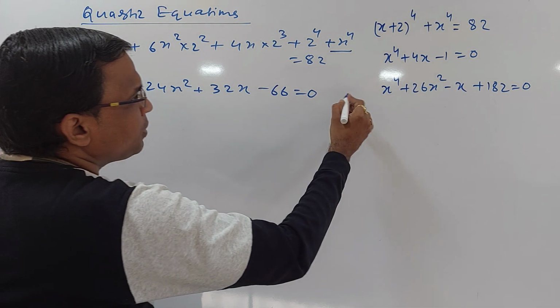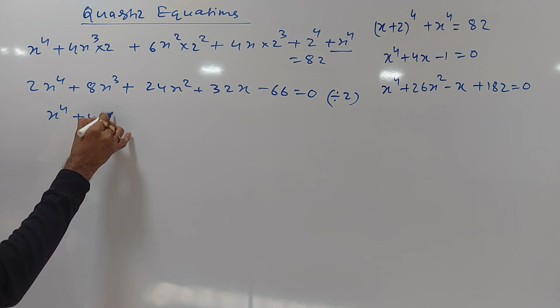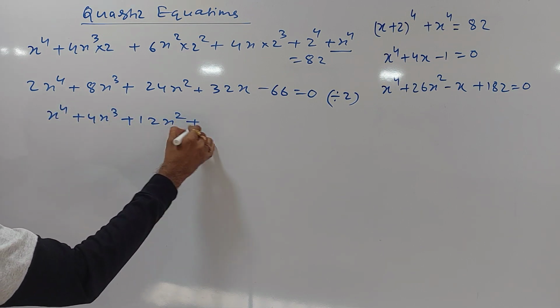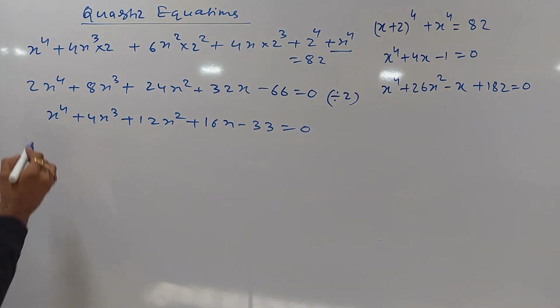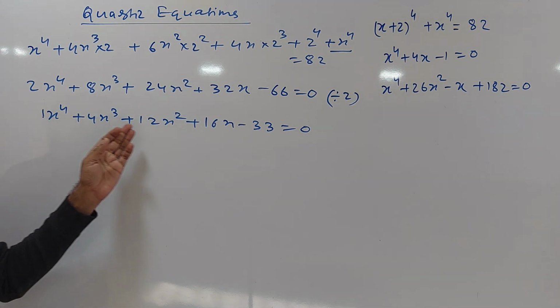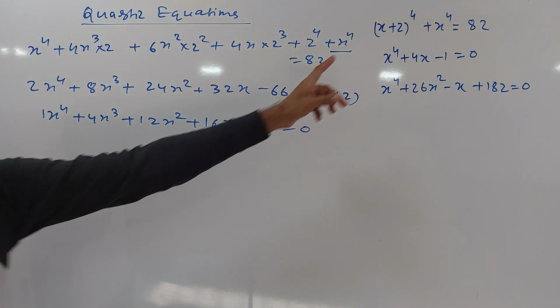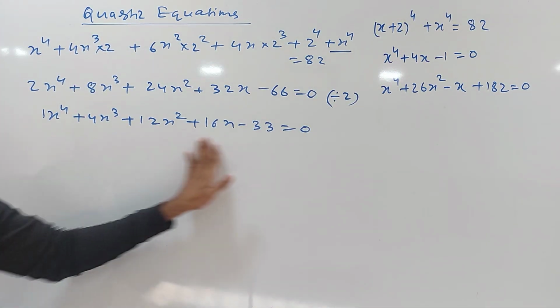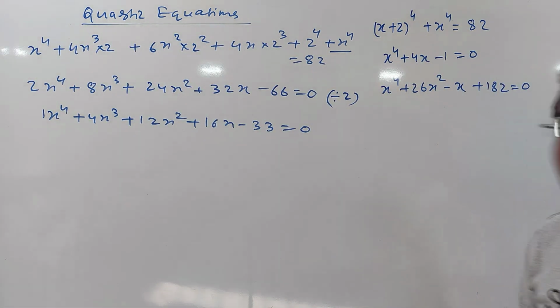I can see all even numbers, so I can divide it by 2. That gives me x power 4 plus 4x cube plus 12x square plus 16x minus 33 is equal to 0. And simply I can work on it because look at the sum of the coefficients: 1 plus 4 is 5, 5 plus 12 is 17, 17 plus 16 is 33, minus 33 is 0. So as I told by trial and error, x minus 1 is a factor. Using synthetic division we can try it further, but it will be really painful to solve that cubic.